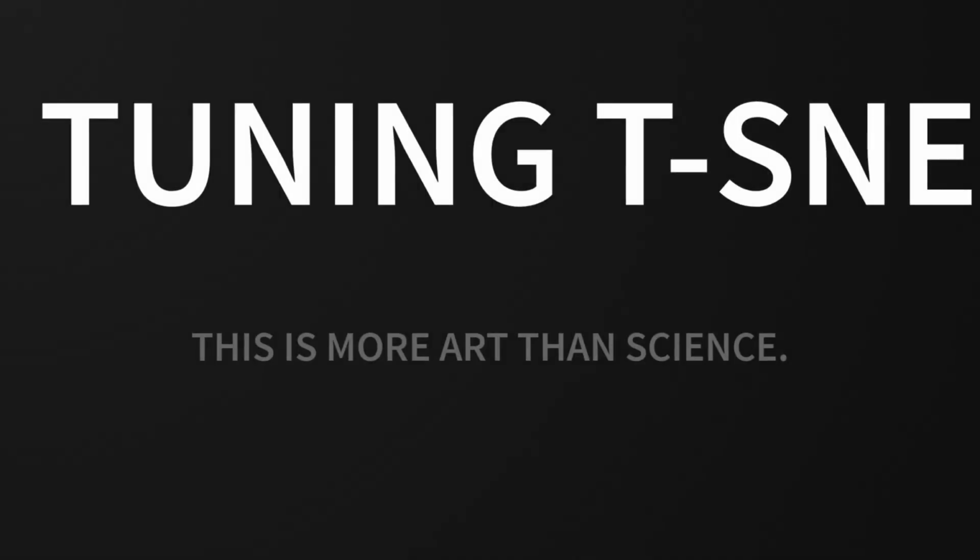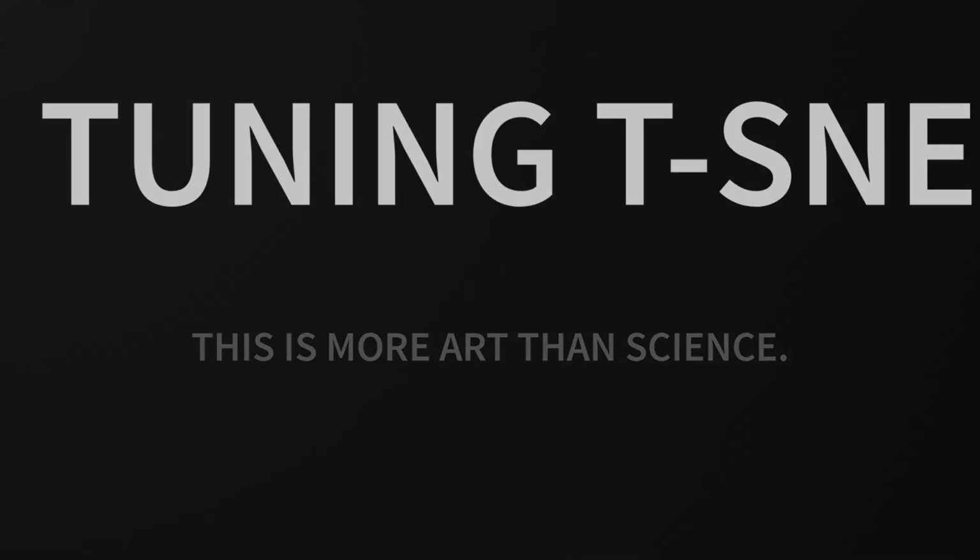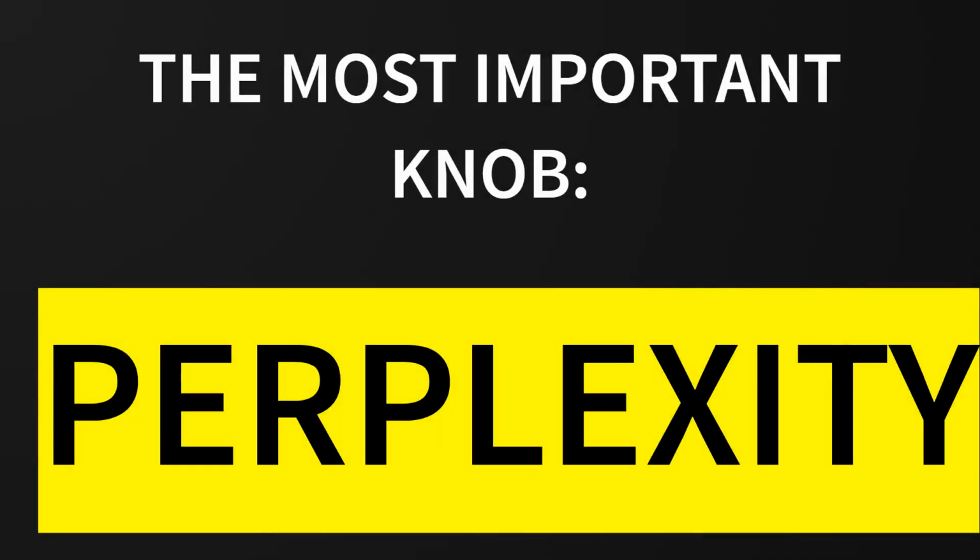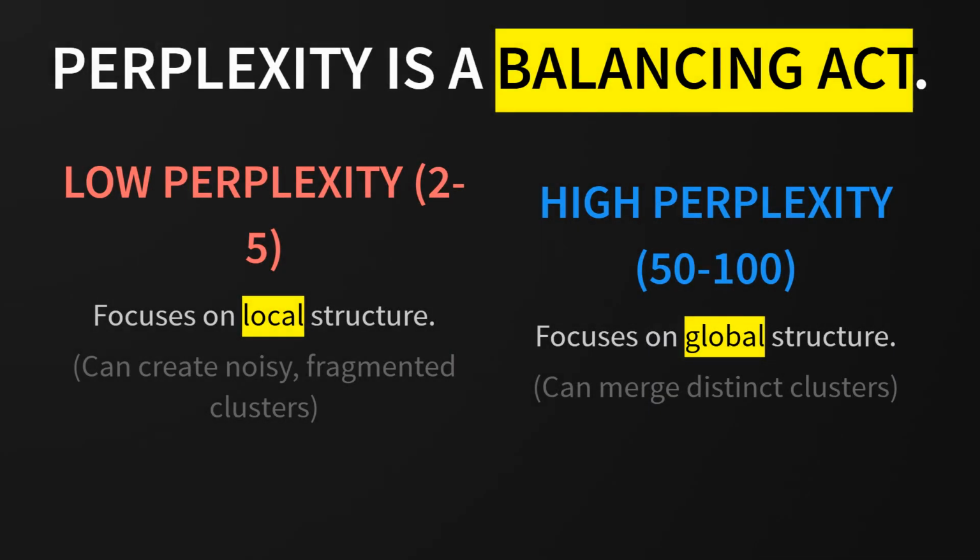Now let's get practical. Tuning t-SNE is where the magic happens, but it's also where most people get lost. Unlike PCA, it's more of an art than a deterministic science. The single most important parameter you'll ever touch in t-SNE is called perplexity. What is it? At its core, it's your best guess for how many close neighbors each data point should pay attention to. Here's the catch.